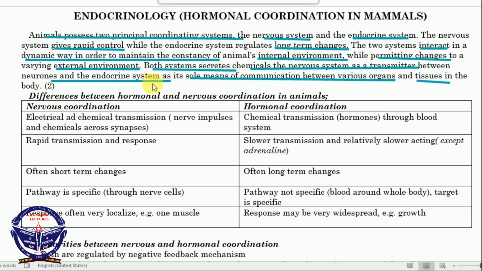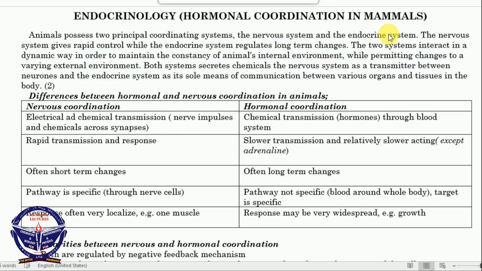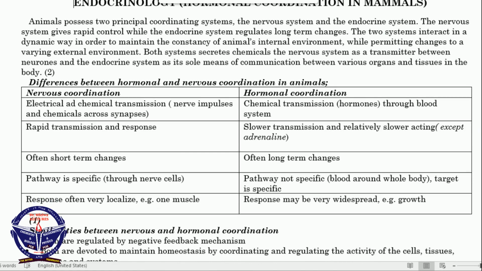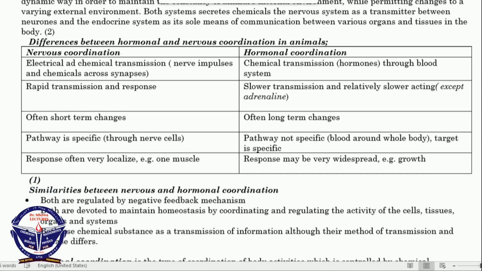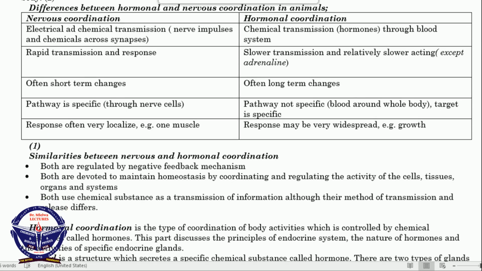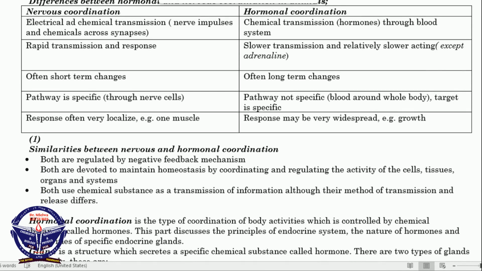Na what we are saying ni kwamba kwenye electrical or neural coordination inatumia chemicals only as a neurotransmitter, while in endocrine coordination inatumia chemical kama ndo namna ya kuweza communicate with the different parts of the body. Now we have the differences between hormonal and nervous coordination in animals. We will discuss the differences between the nervous and the hormonal coordination.